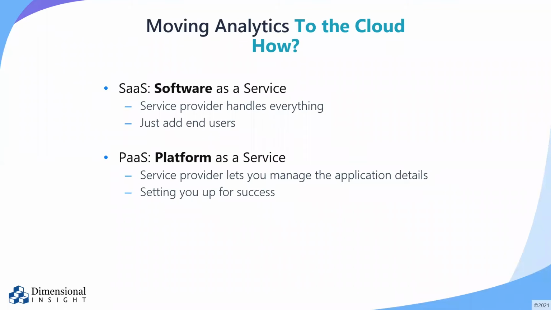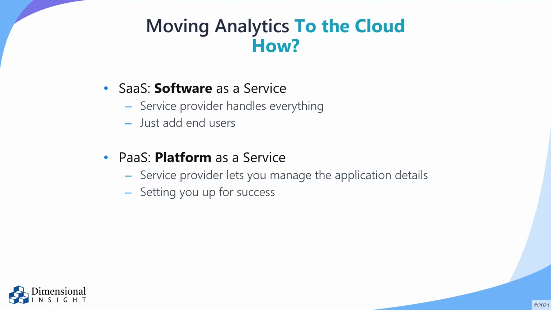As to the other two options, the key difference is how much the service provider is doing to run the applications themselves versus you. In this context, DI is the service provider, and we operate both of these kinds of cloud services. With software as a service, we do it all, just add end users. With platform as a service, we install and maintain the DIUC platform, and you use it just as if you had it on-premise.